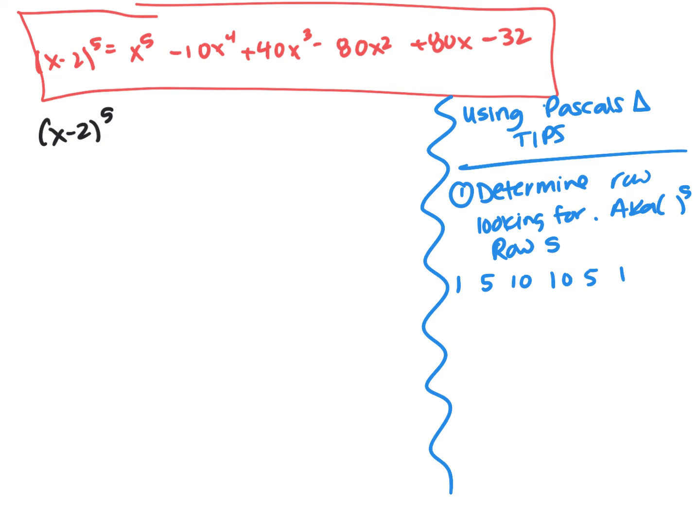So the very first thing that we're going to do is identify the row that we need. If it was to the 4th power, we'd need row 4. If it was to the 10th power, we would need row 10.